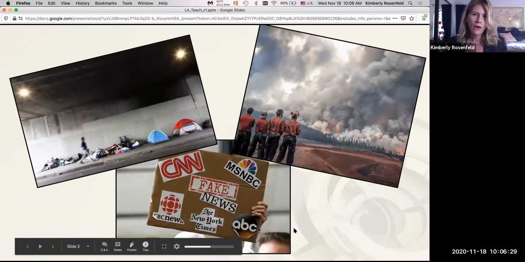So we have some images here that I want to get you thinking about, although I don't really need to push this too hard because we see most of it every day. We have a lot of crises going on in our world. We have housing insecurity and a problem with homelessness, especially here in LA. It seems to have gotten only worse over the years. Same with our forest fires. We seem to have more aggressive and pervasive fires each and every year. And then of course we have an ongoing problem with fake news, or news that we don't know where it's coming from, and manipulation through social media.